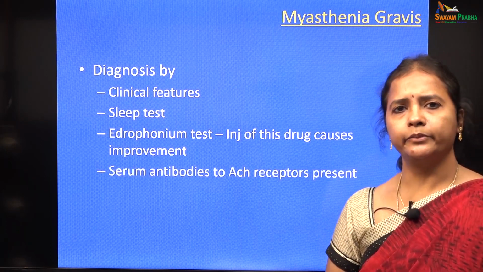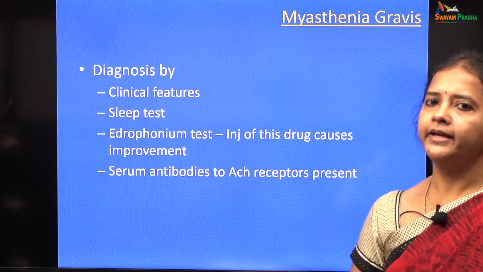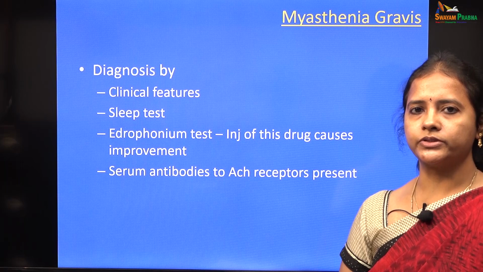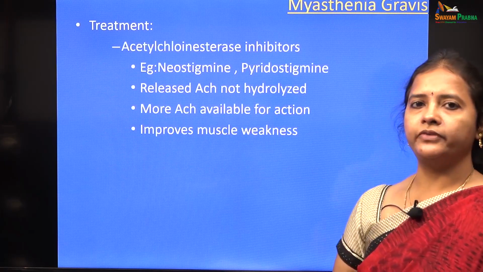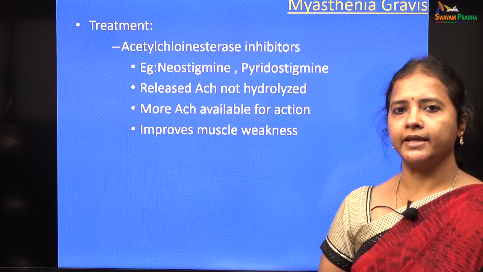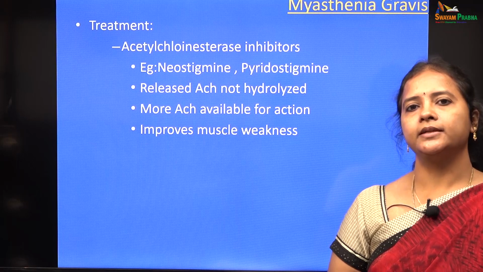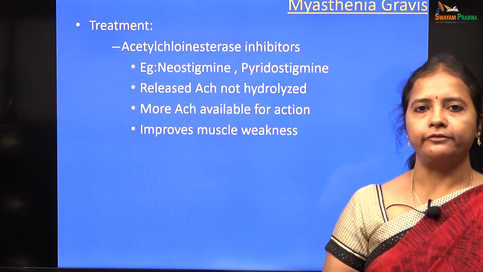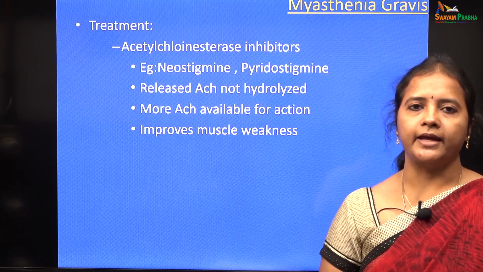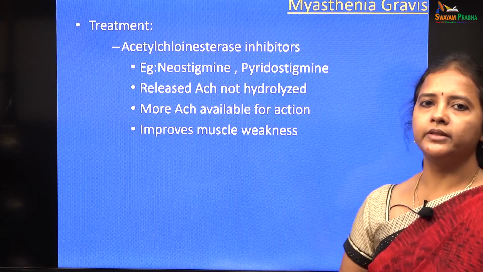And of course, demonstration of serum antibodies to the acetylcholine receptors will be a confirmatory diagnosis of myasthenia gravis. Treatment is usually by means of administration of acetylcholinesterase enzyme inhibitors like neostigmine, physostigmine. These drugs make the acetylcholine molecules available for a little longer time. Therefore, the neuromuscular transmission can happen with the minimal availability of the receptors, leading on to improving the muscle weakness.